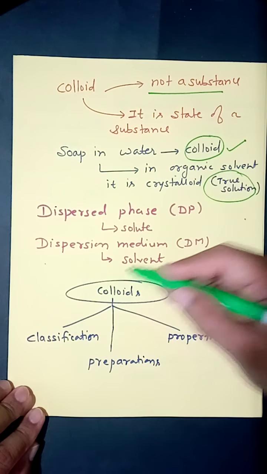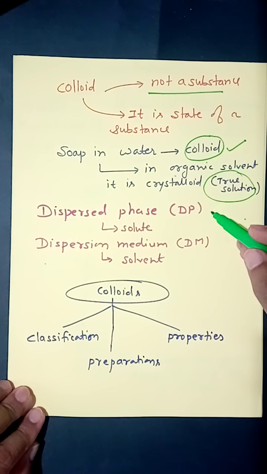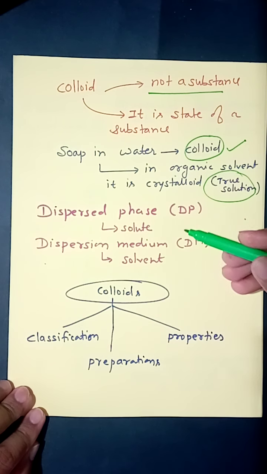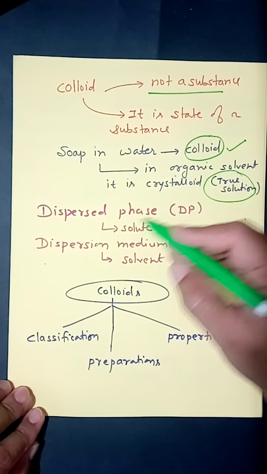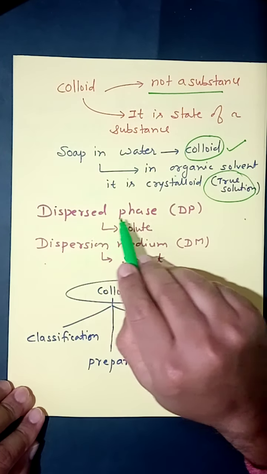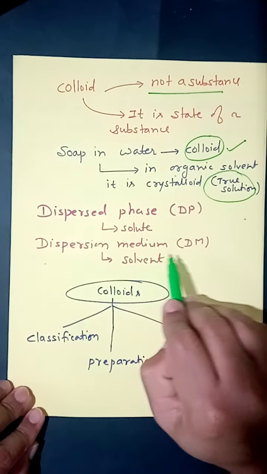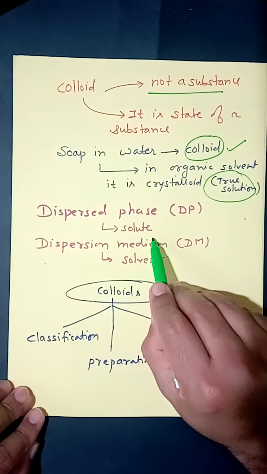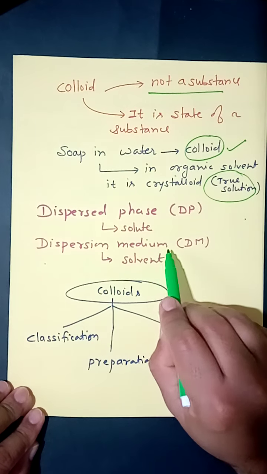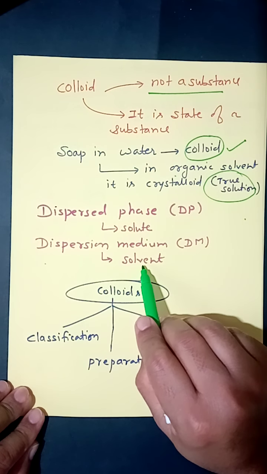Now there are two terms used for the components of a colloid mixture. Remember, colloid, true solutions, and suspension, they all are mixtures. Just like a solution has two components, solute and solvent, here we use two terms: dispersed phase and dispersion medium. Dispersed phase is just like solute, and dispersion medium is the replacement of solvent.